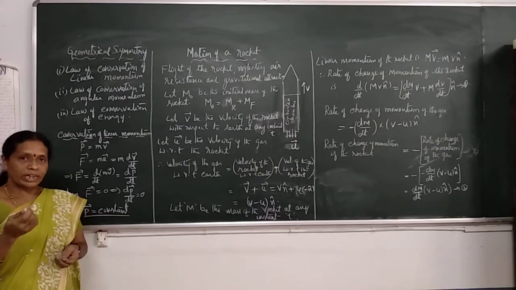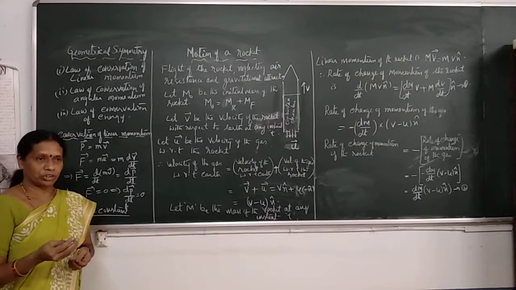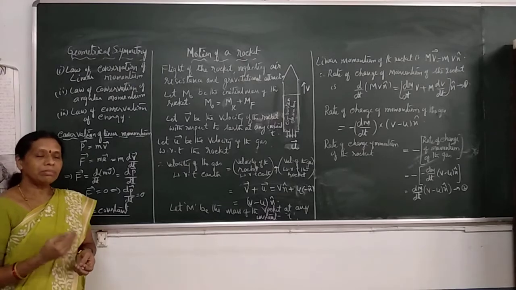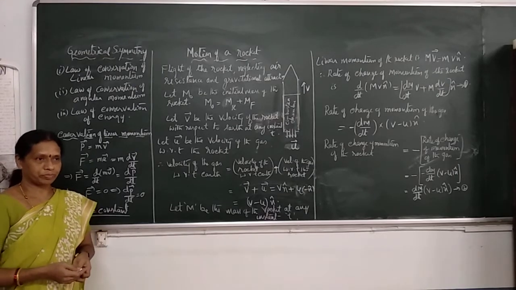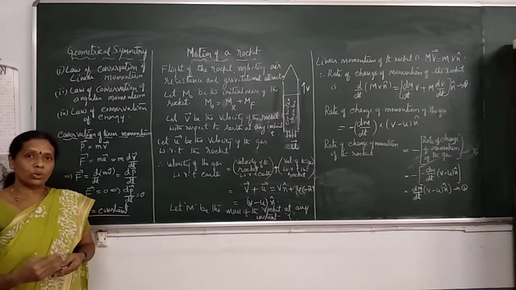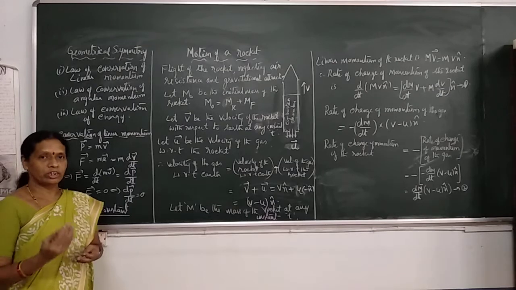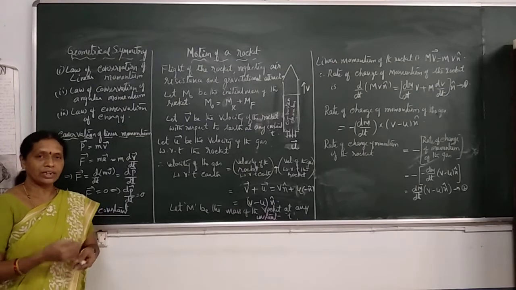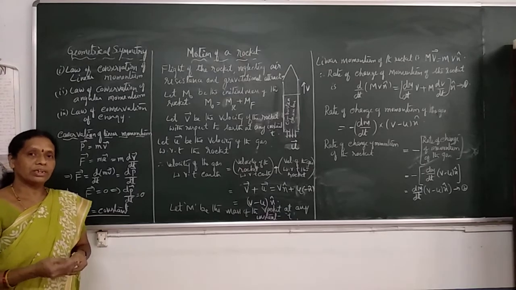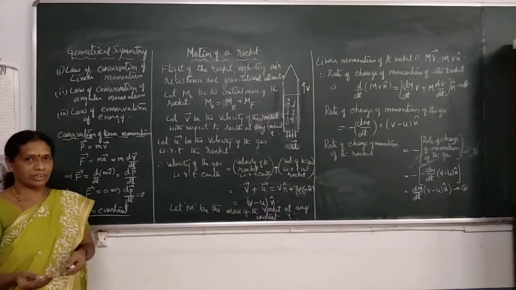And the law of nature says physical laws do not change with time. This is called time translational symmetry. It also says physical laws do not change with position or place. This is called translational symmetry. Another one: physical laws do not change with direction. This symmetry is called rotational symmetry.